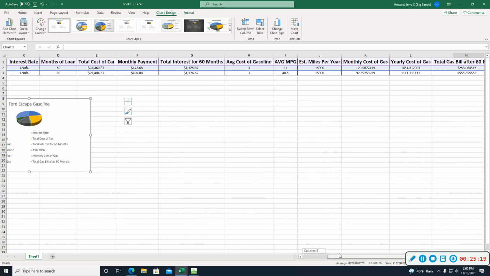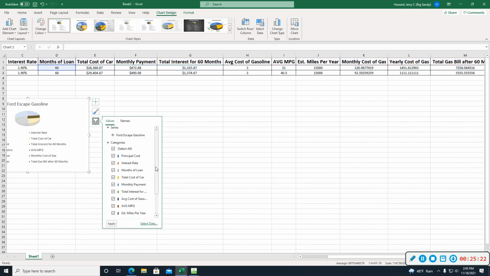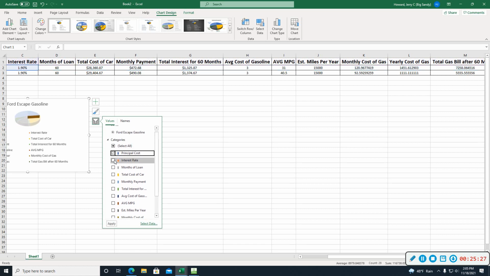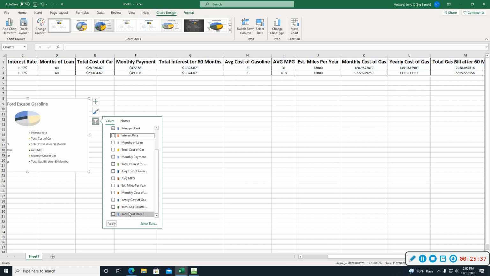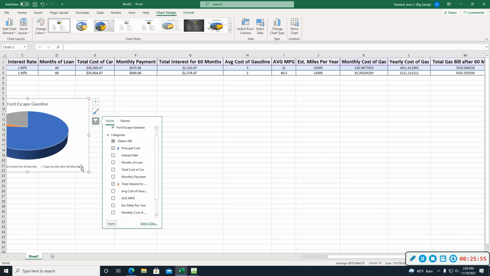And you can see this up here as I'm hovering around these things, and I accidentally went off of it and I didn't hit select. So I'm just going to go down through here. I do want principal cost on there, but I don't want anything else. And also I want the gas bill after 60 months, and then I want the total interest of the car for 60 months right here. Total cost for 60 months, and apply.